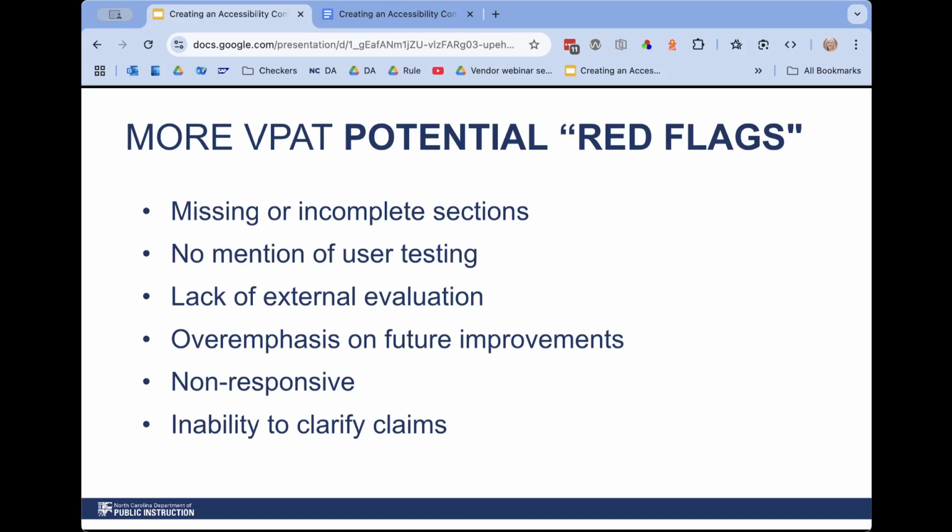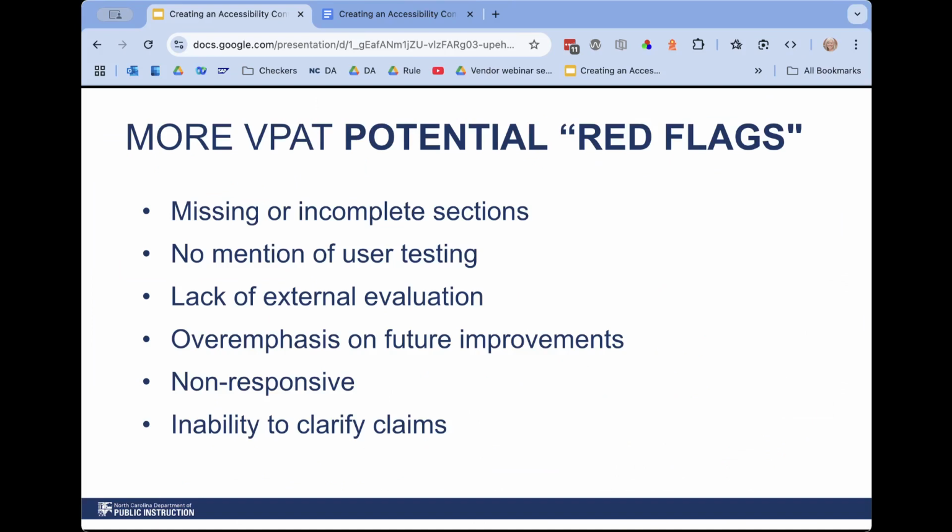Overemphasis on future improvements. I can't tell you how many times I go to a website and in the accessibility commitment, it will say, we are committed to accessibility and we are working on ensuring that we are compliant with WCAG 2.1. And then it'll have a date from like 2020. Okay, I need to know what you've done since then. Like, what's your timeline? What's your roadmap? What have you done so far? To really get an idea of your commitment and to understand what's the game plan for future improvements.